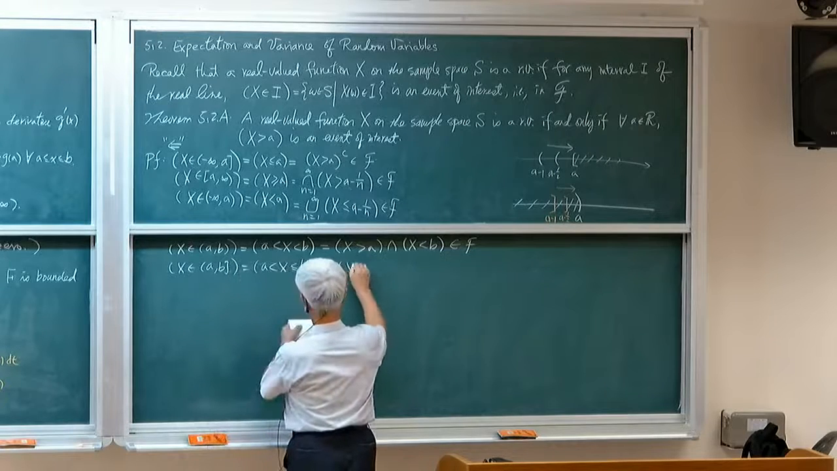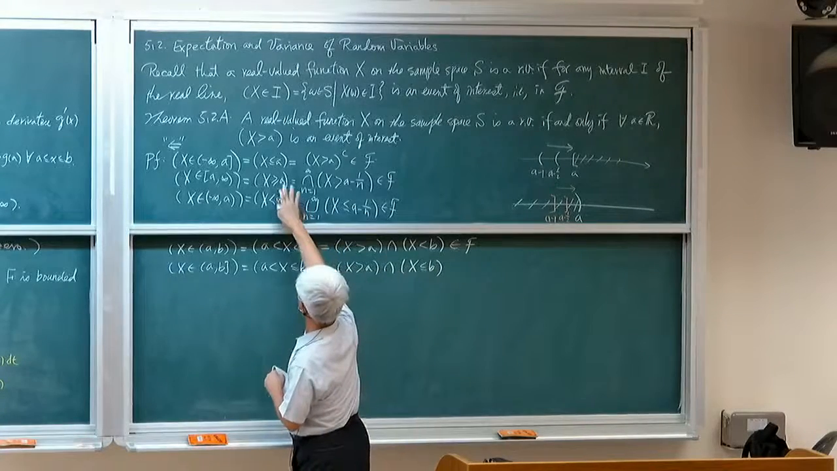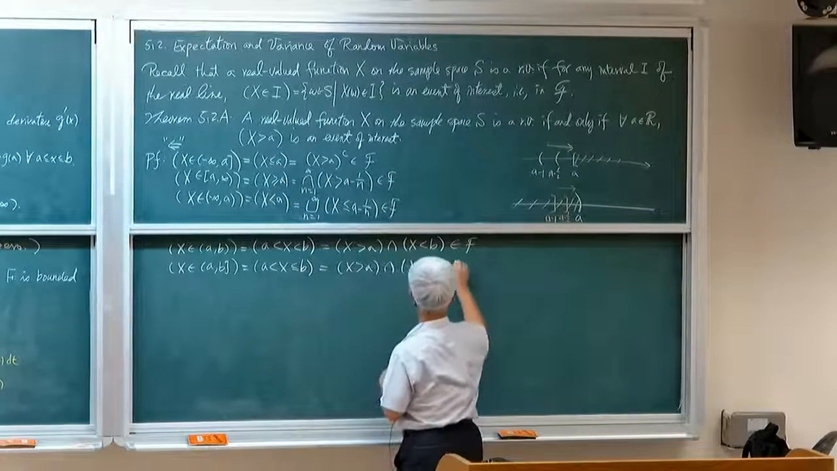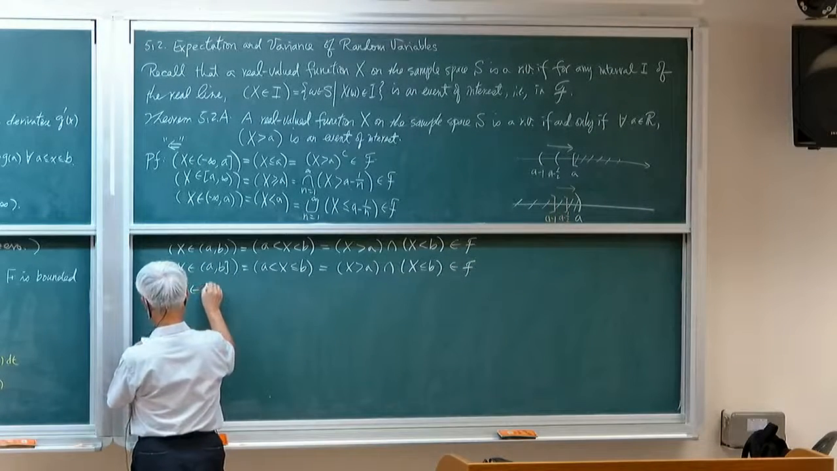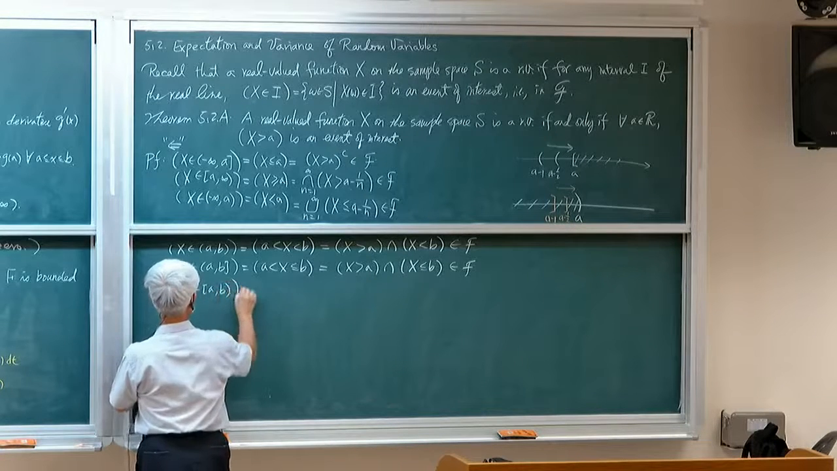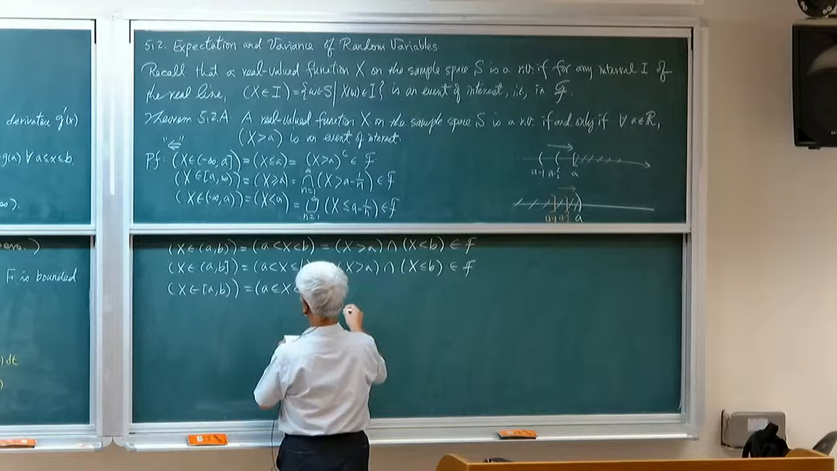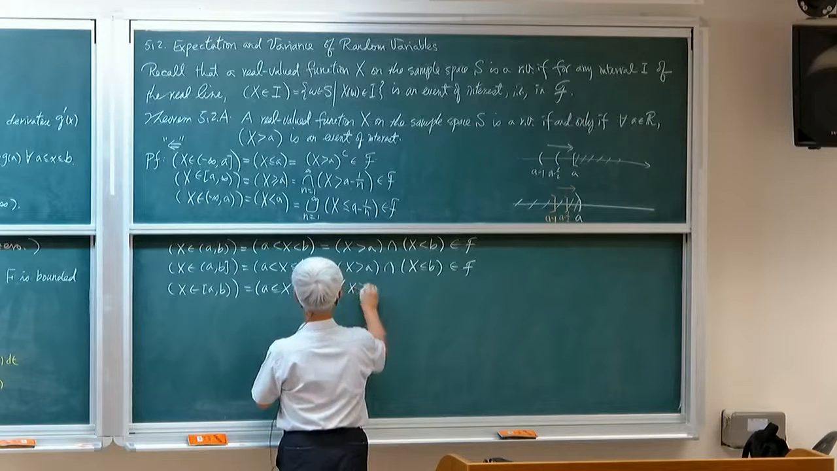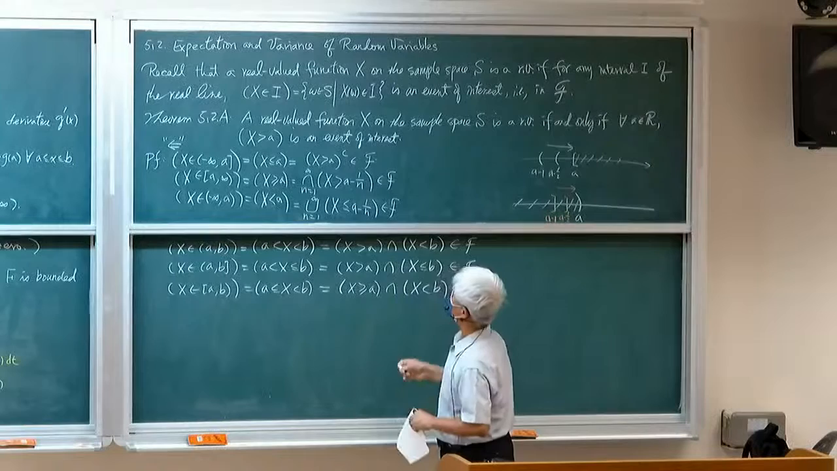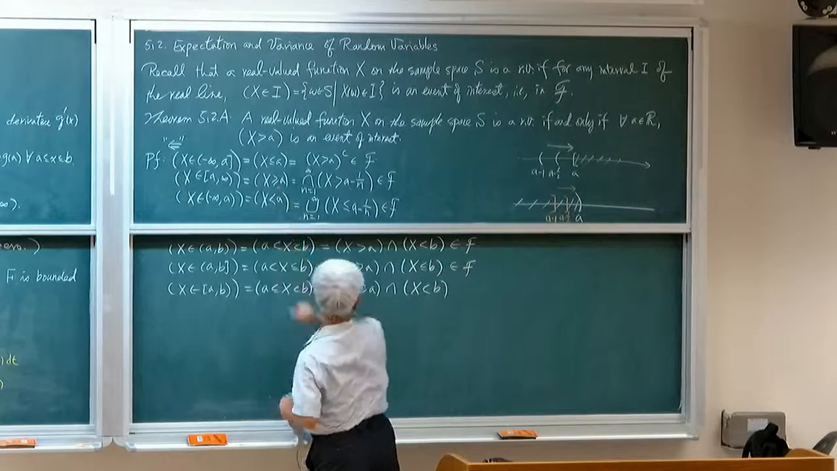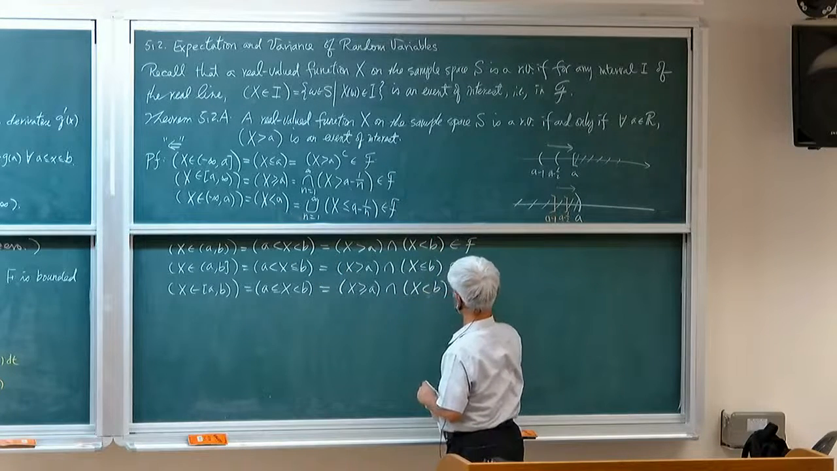So that is x greater than a intersect x less than or equal to b. But x less than or equal to b here is also in F. So this is in F2. Okay, so this is x greater than or equal to a intersect x less than b. And so this type here and this one, they are in F, so the intersection is also in F.